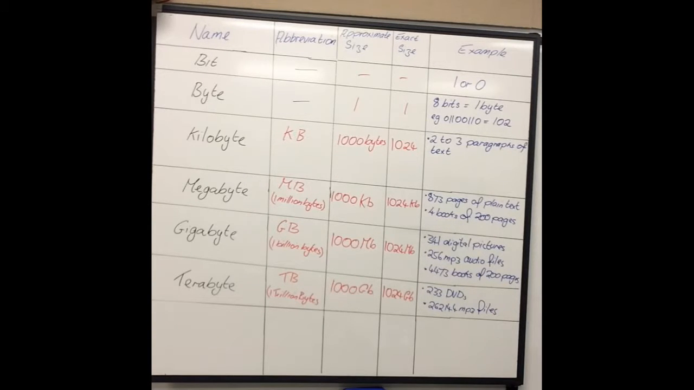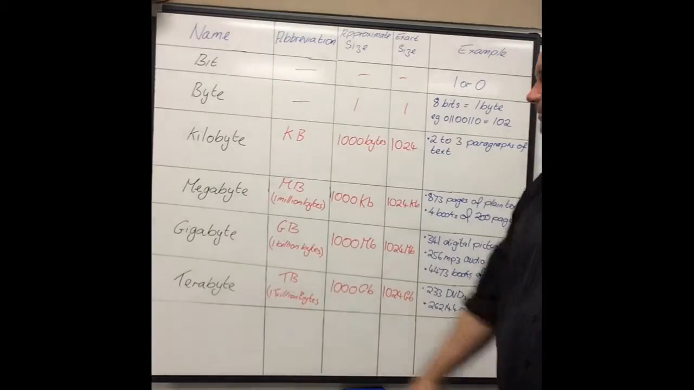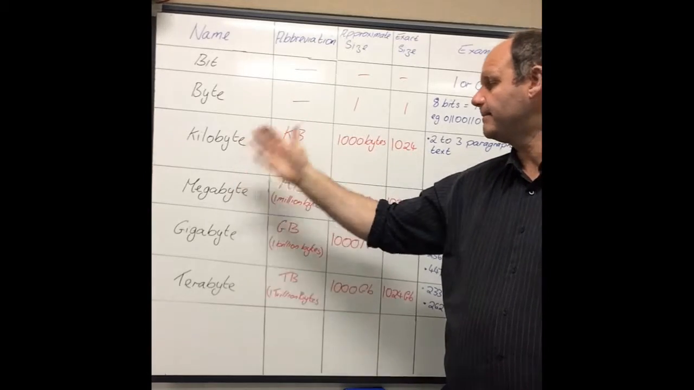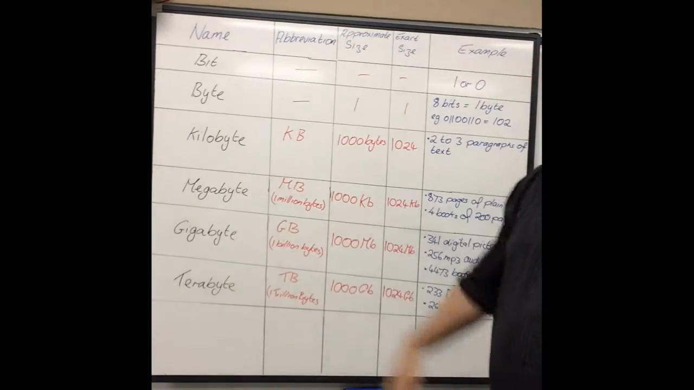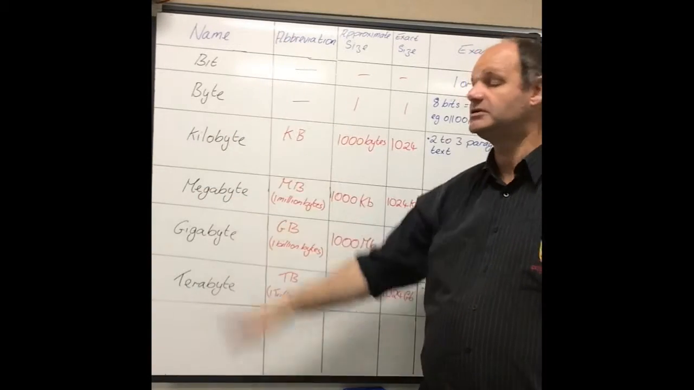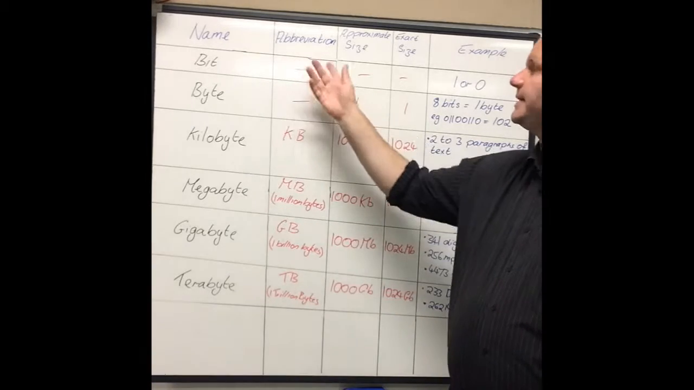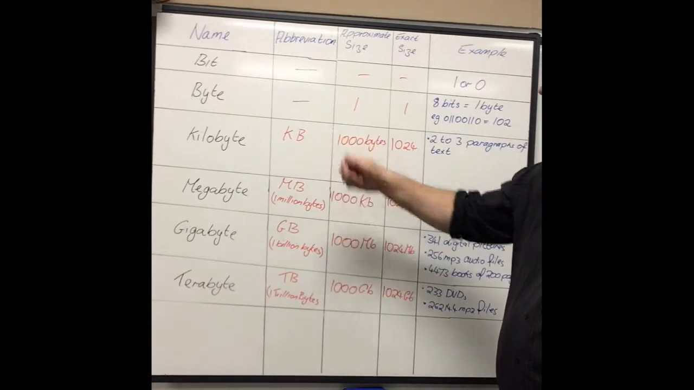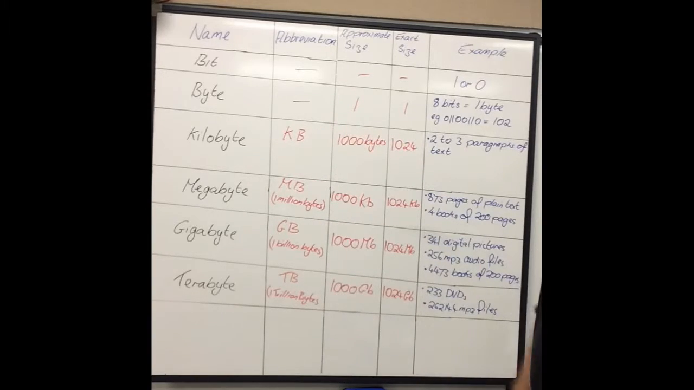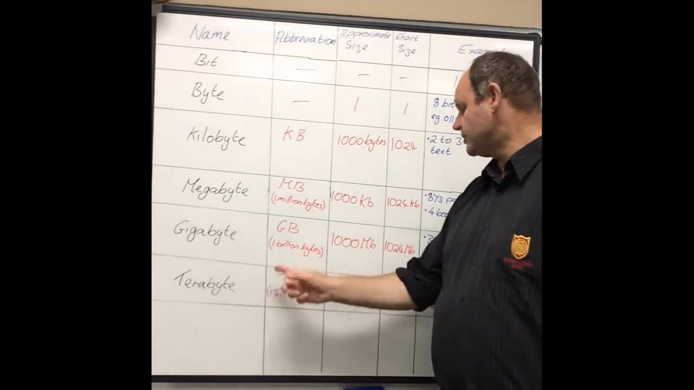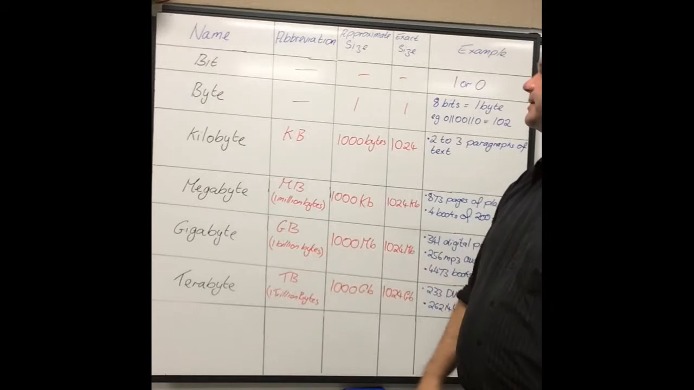We have, going from the very smallest, a bit, all the way up to a terabyte. So we have a bit, byte, kilobyte, megabyte, gigabyte, terabyte, and you should know that order, going from smallest to largest. Bits and bytes don't have any abbreviations, but a kilobyte is known as KB, a megabyte, which is 1,000,000 bytes, is MB, a gigabyte, which is 1,000,000,000 bytes, is GB, and a terabyte, which is 1,000,000,000,000 bytes, is TB.